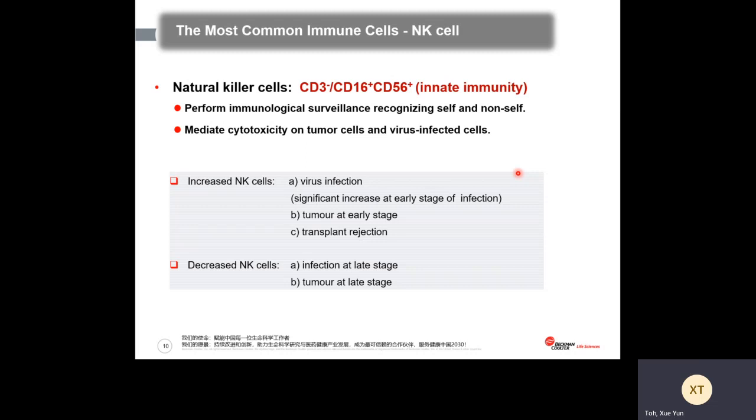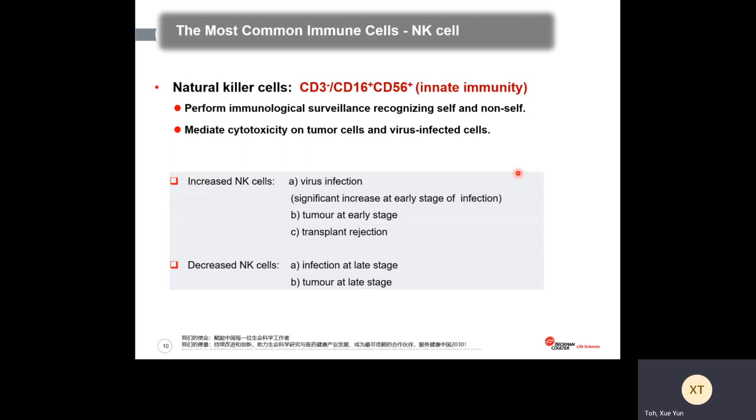Another group of lymphocytes in our body are the NK cells, or natural killer cells. They perform immunologic surveillance and are known to kill virus-infected cells to control early tumor growth. They act through their activating and inhibitory receptors, which allows them to recognize self from non-self.